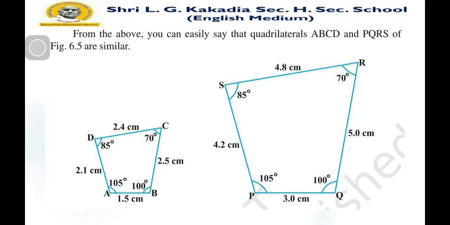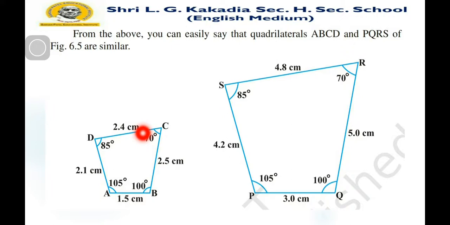Now let's consider one more example. From the above, you can easily say that the quadrilaterals ABCD and PQRS of the figure are similar. You can see that here angle A corresponding to P, both are equal, as you can see here. B is corresponding to Q, both are equal. C is corresponding to R, both are equal. And D is corresponding to S, both are equal. So here the two figures have the same angles.